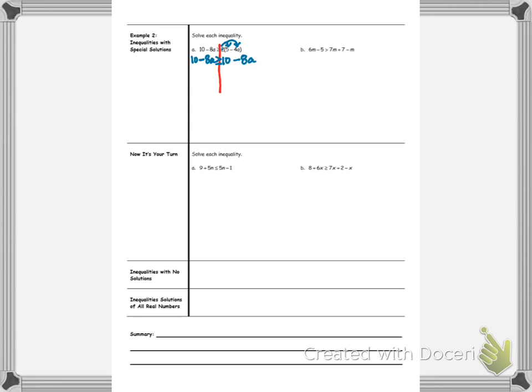So I'm going to move all my variables over to one side. It doesn't matter which one since they're the same, but I'm going to add 8a to both sides. So that cancels out. I'm left with 10 over here is greater than or equal to. Those canceled out, and I'm left with 10. Now I look at that statement. 10 is greater than or equal to 10. And I ask myself, is that a true statement? Yes, it is. So 10 is not greater than 10, but that line underneath says equal to. And 10 is equal to 10. So that is a true statement. And we would say that is all real numbers.